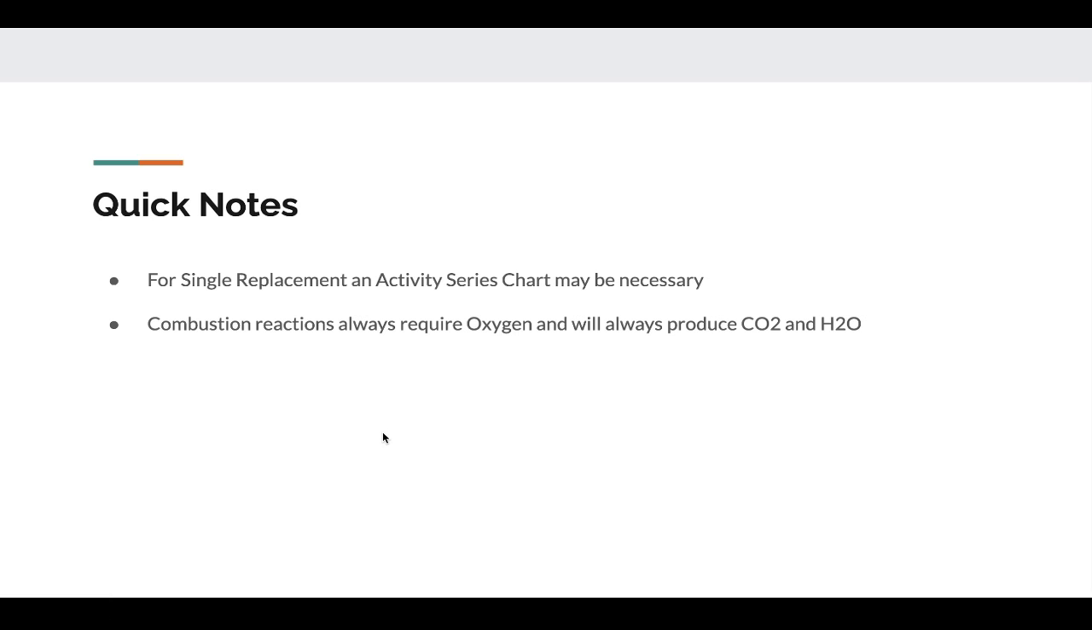So for some quick notes, for single replacement reactions, you may need to look at an activity series chart to see if the element is able to swap places with one element within the compound. And combustion reactions will always require O2 and will always produce carbon dioxide, which is CO2, plus water, which is H2O, on the product side.